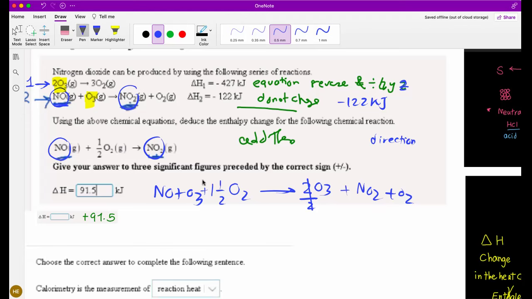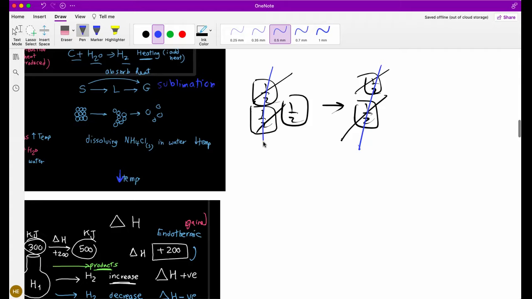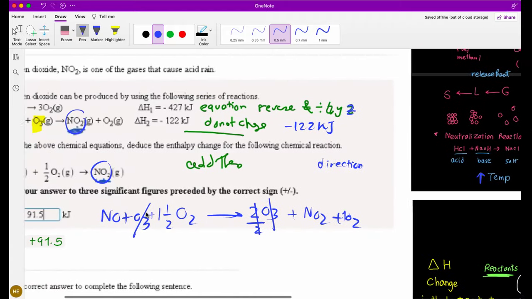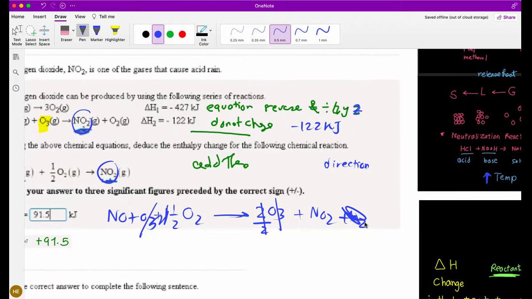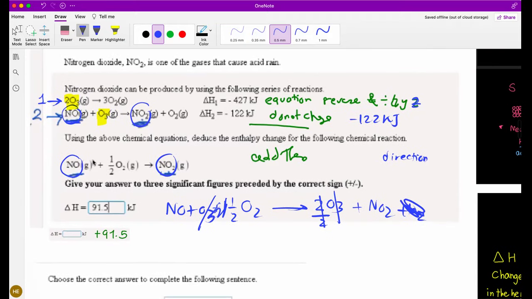The O3 will cancel with the O3, and then O2 and 1.5 O2. This is 1 and 1.5. Cancel this one from here, and on the left side remains half only. So look at this one. Does it look like the third equation? Yes. NO plus half O2 gives you NO2.